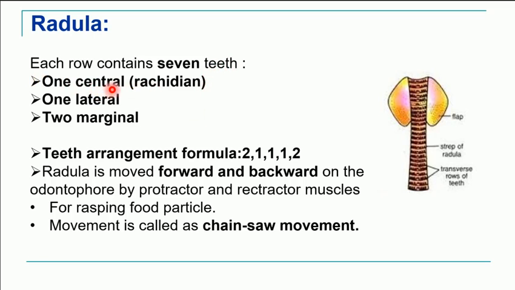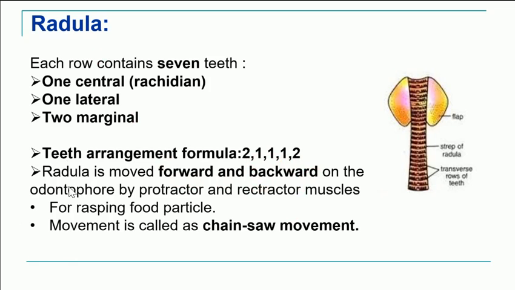Now they are arranged in a particular fashion. There is one central tooth that is called the rachidian. Then there is one lateral tooth on either side of the central tooth, and then you have two teeth as the marginal teeth. So the teeth arrangement formula of the radula is 2 1 1 1 2.